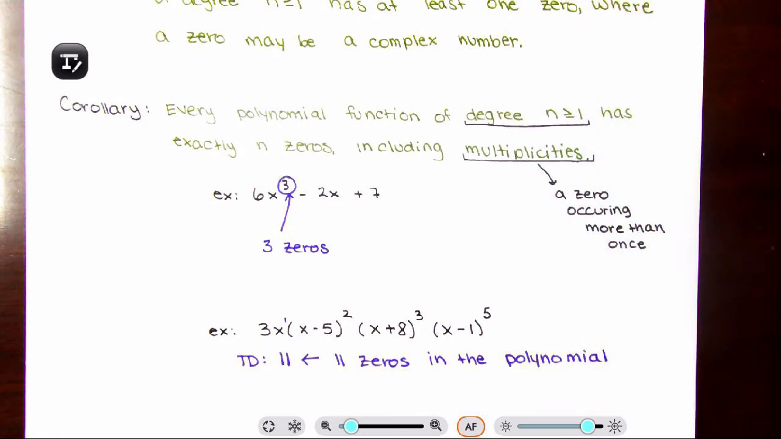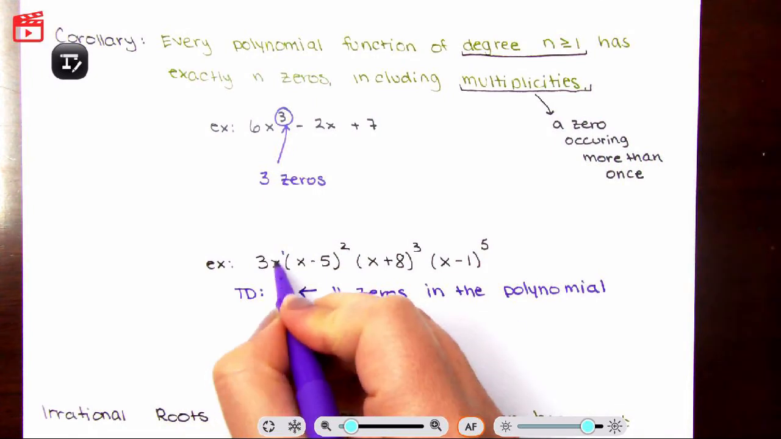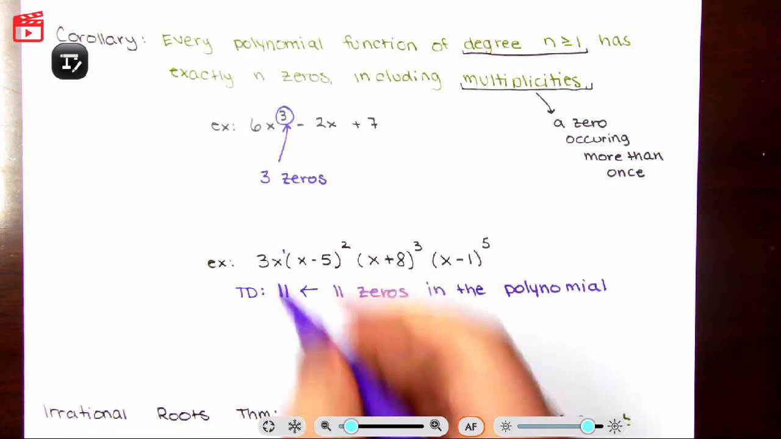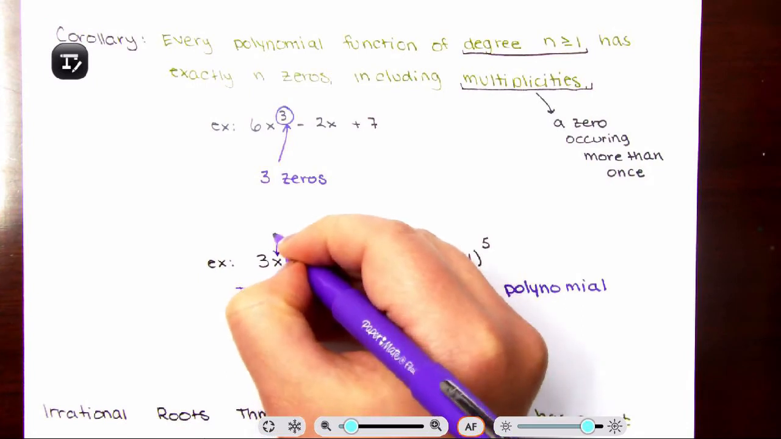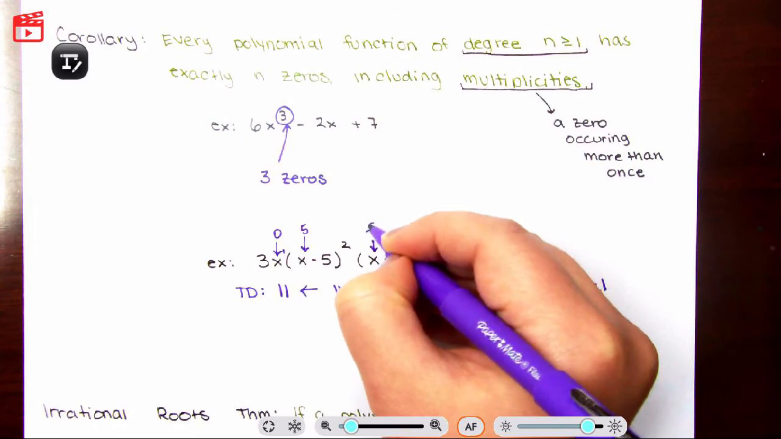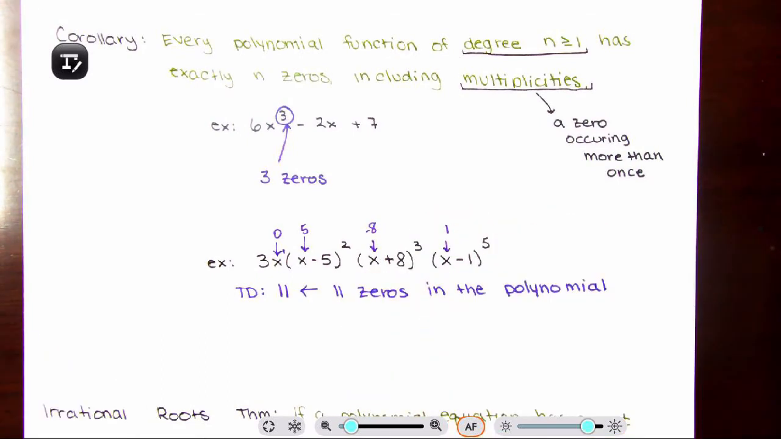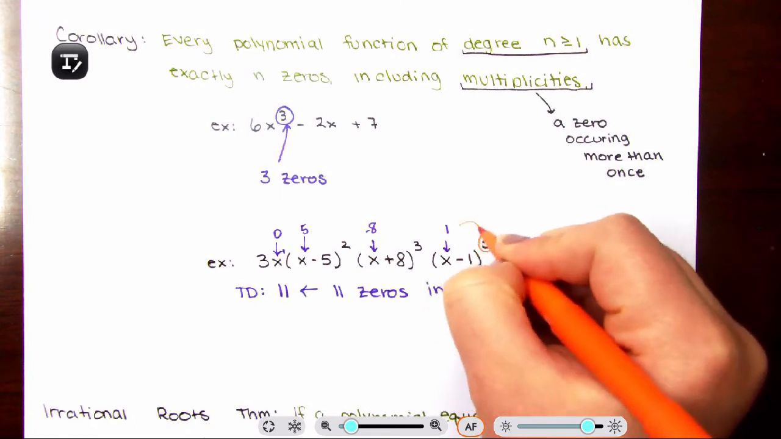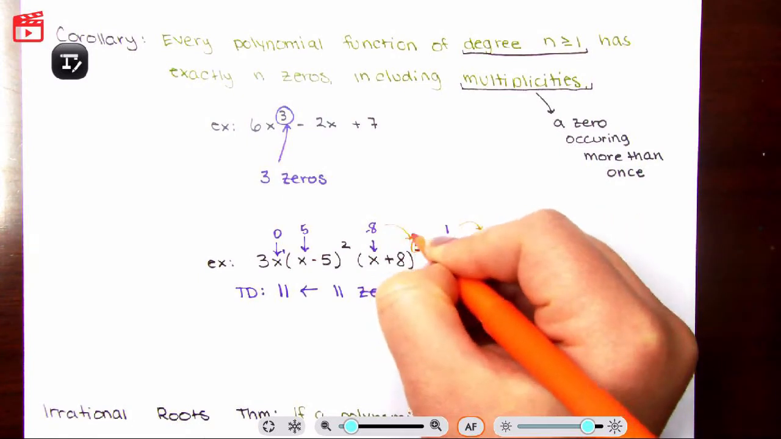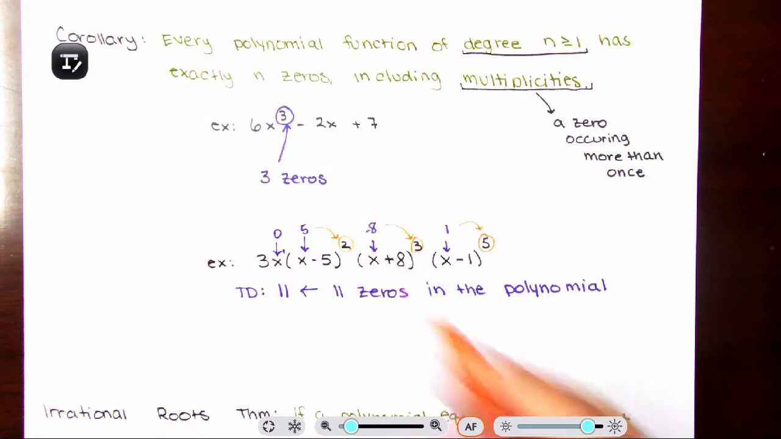That would mean that in these 11 zeros, I'm going to have a zero. Again, zeros are x-intercepts. I have a 0 at 0. I have a 0 at 5. I have an x-intercept at -8. And I have an x-intercept at 1. The multiplicities that it's referring to are the exponents. That's our behavior at each zero. It behaves that way because of its multiplicity.